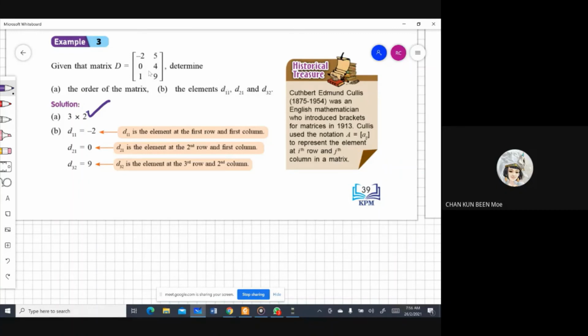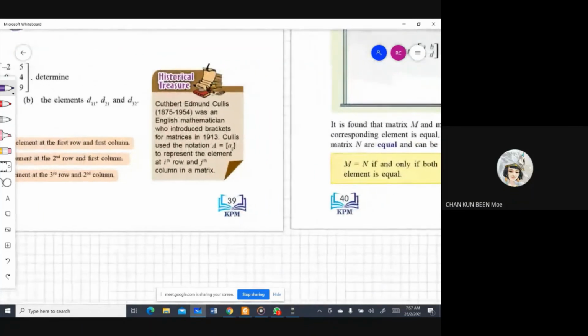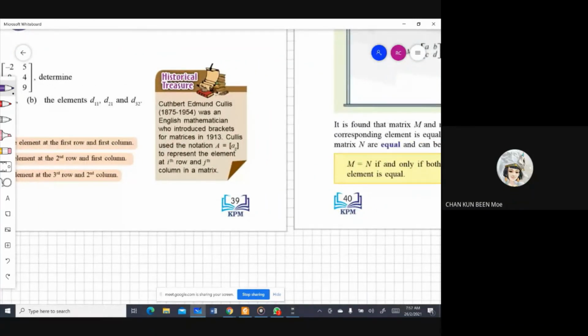So 11 means first row, first column. So the answer is -2. And then for D21, second row, first column. So the answer is 0. For the third one, D32, third row, second column. That's why it is a 9. So you just need to state D11 equal to -2. That's all.